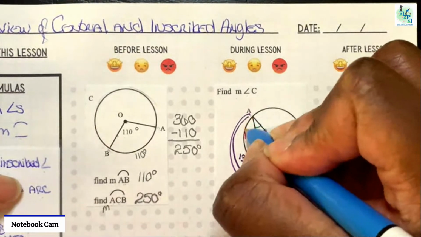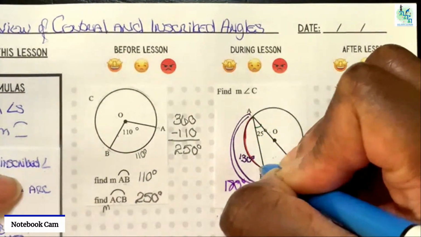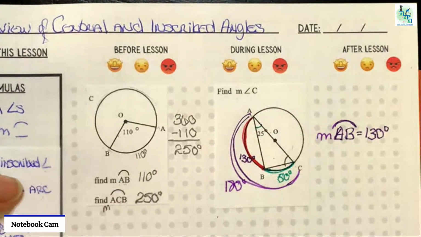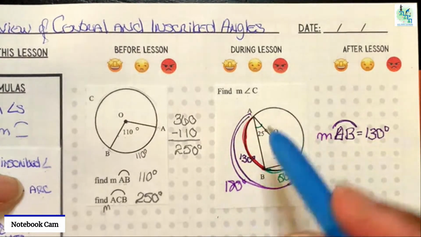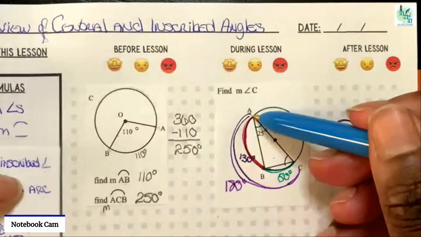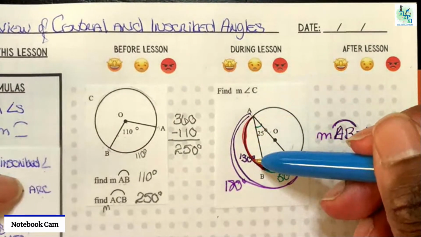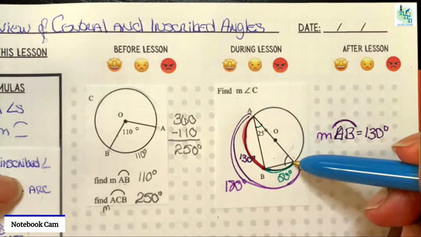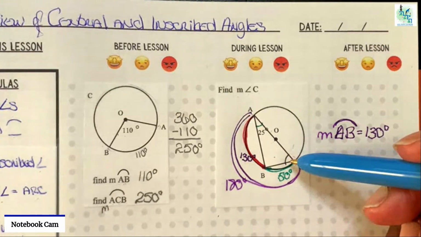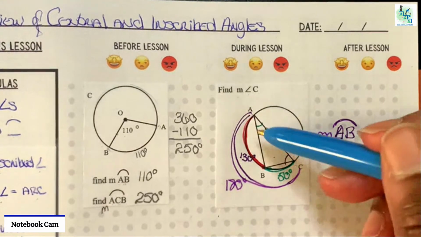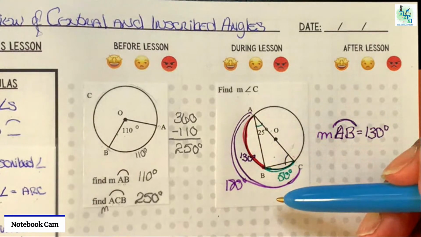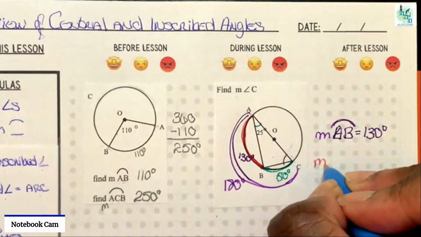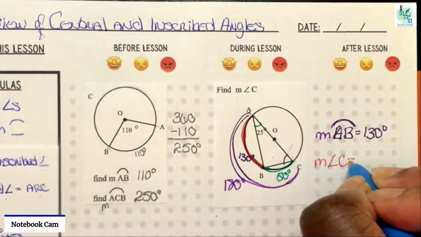So anytime you're doing any kind of problem, always take a moment to look right back at the question to make sure that you're answering the question. So we know arc BA is going to be 130 degrees. And it's associated with angle C, which is your inscribed angle. So that's telling me that this arc of 130 degrees, if I divide it by 2, will give me the measure of angle C.